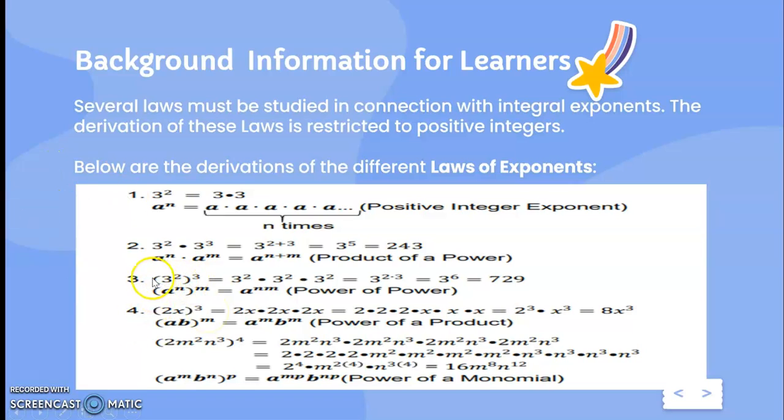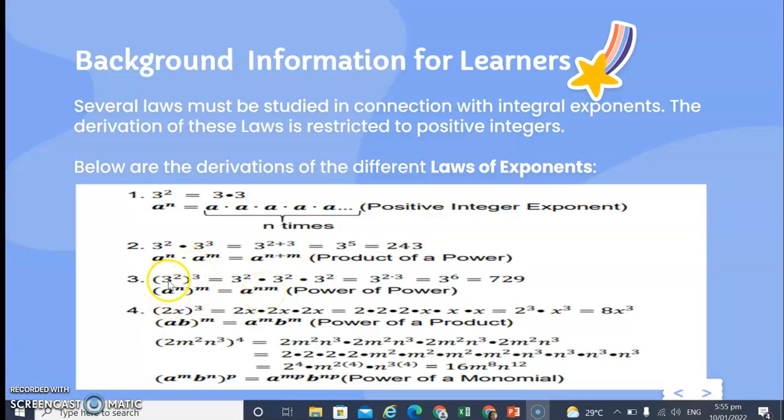Okay, next for number 3, we have 3 squared raised to the power of 3. This form of exponent is what we call the power of a power. When it comes to a given variable, the form is a raised to n, raised to the power of m. That means we simply copy the base and we multiply the exponent.